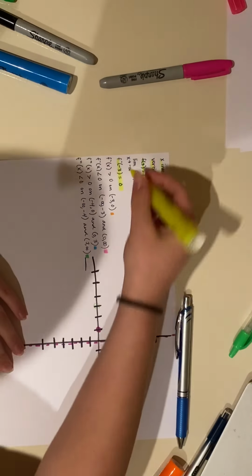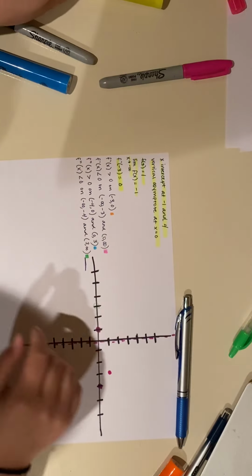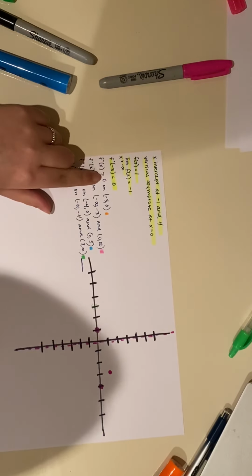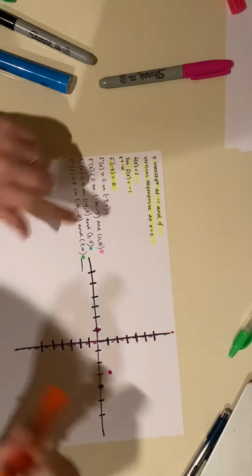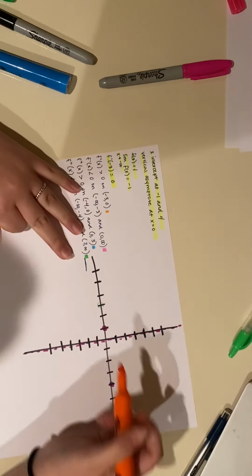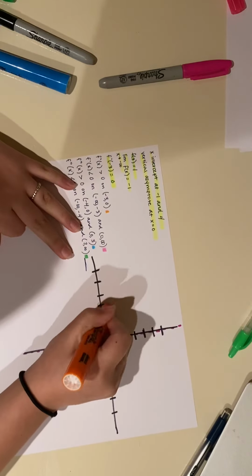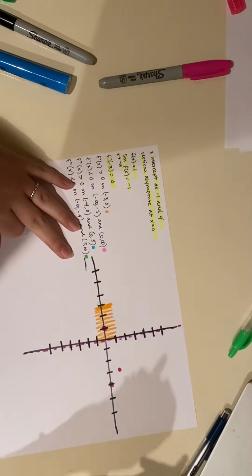And then we have our increasing interval. I still have it in orange like last time. So we're going to be increasing, or greater than 0, on the interval from -3 to 0. So it's just going to be 1, 2, 3. It's just going to be right here. -3 to 0.